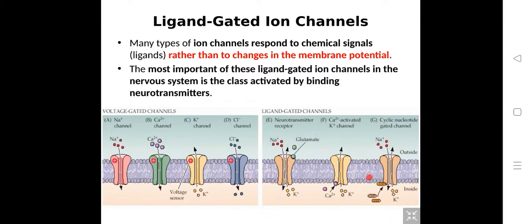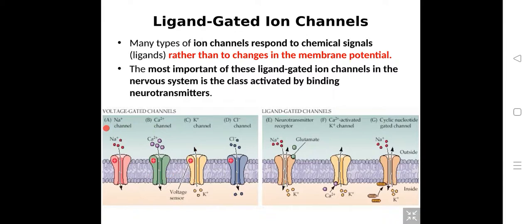These molecules, the cyclic nucleotide gated channels, are activated by a receptor or by other signals coming from inside the cell. So you can see the difference between neurotransmitter receptors, calcium activated potassium channels and cyclic nucleotide gated channels. So it's important, number one, to know the difference between the voltage gated channels and the ligand gated channels. In the ligand gated channels, there are a number of mechanisms.